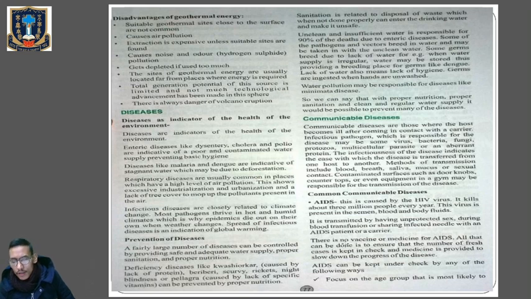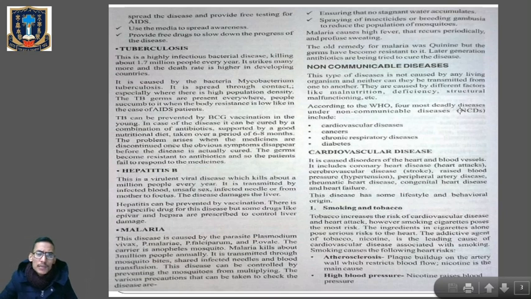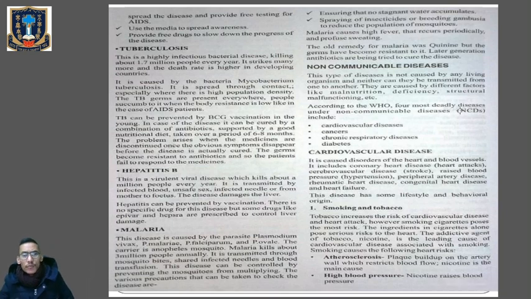So how can we mainly prevent the spread of HIV/AIDS? Focus on the age group that is most likely to spread the disease, and provide free testing for HIV/AIDS. Use the media to spread awareness, and provide free drugs to slow down the progress of the disease. Even after this, we have different methods by which we can control the transmission of HIV/AIDS. Clear?